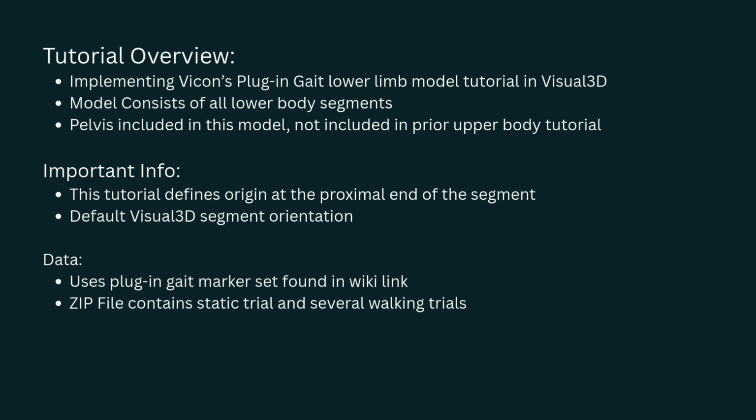This model will consist of the pelvis segment and everything distal to that, including all lower body segments. The marker set used for the static trial consists of 12 markers, 6 for each leg. Vicon defines the origin of the segments at the distal end of the segment, whereas Visual3D defines the origin of the segments at the proximal end of the segment by default. This tutorial chooses to define the origin at the proximal end of the segment as this is more convenient in Visual3D and won't affect the results significantly.